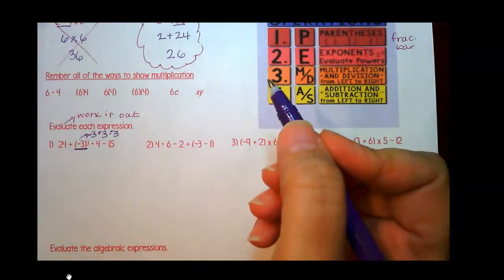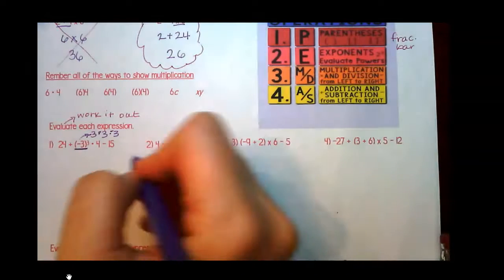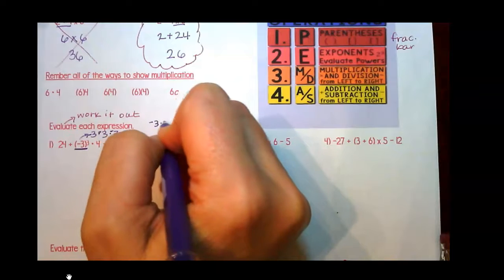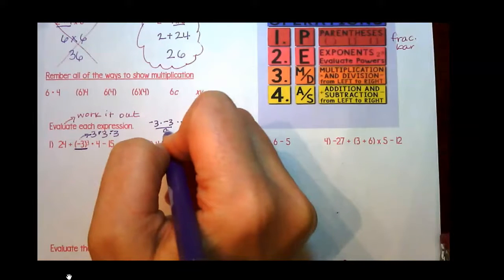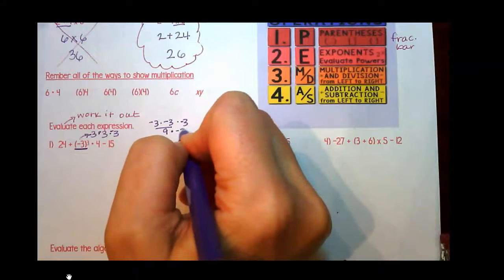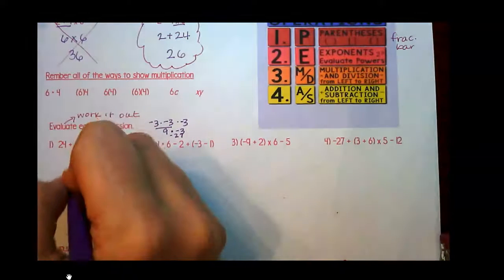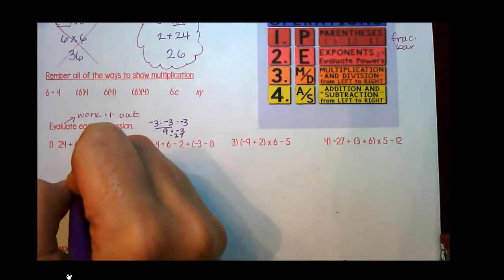Okay? So, negative 3 times a negative 3. I probably should write that down for you. I'll do it right here. Negative 3 times negative 3 is a positive 9 times a negative 3 is a negative 27. So directly below that we're going to write in parentheses negative 27.